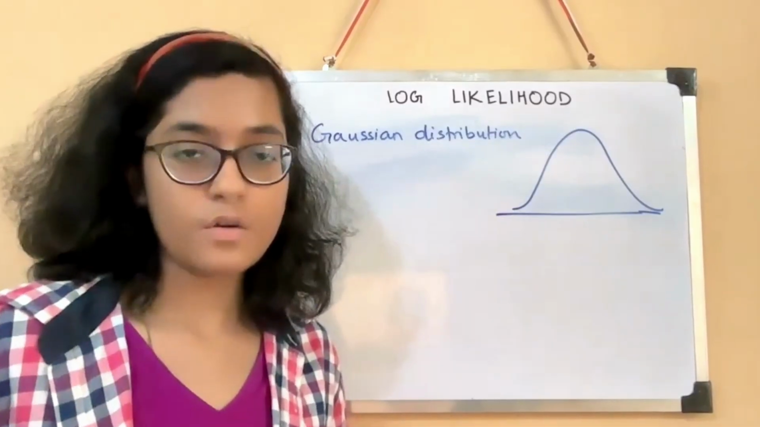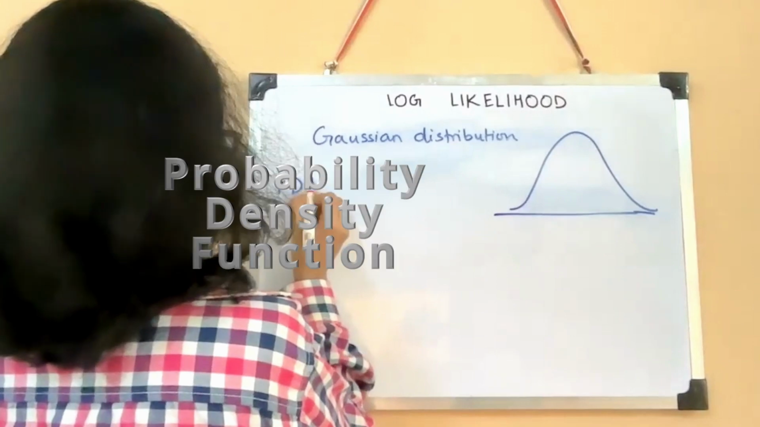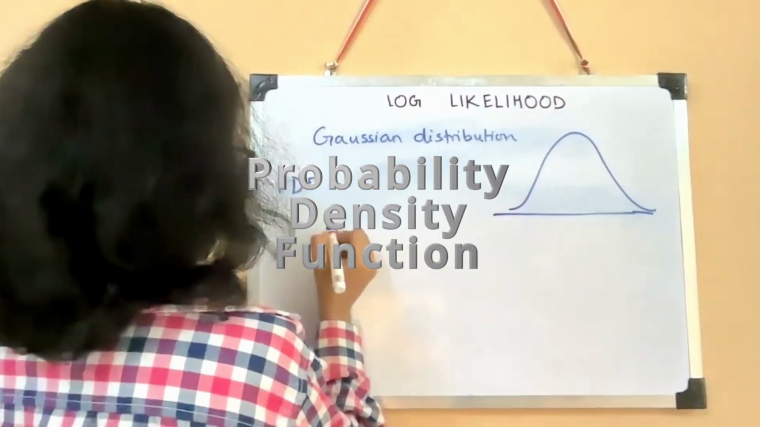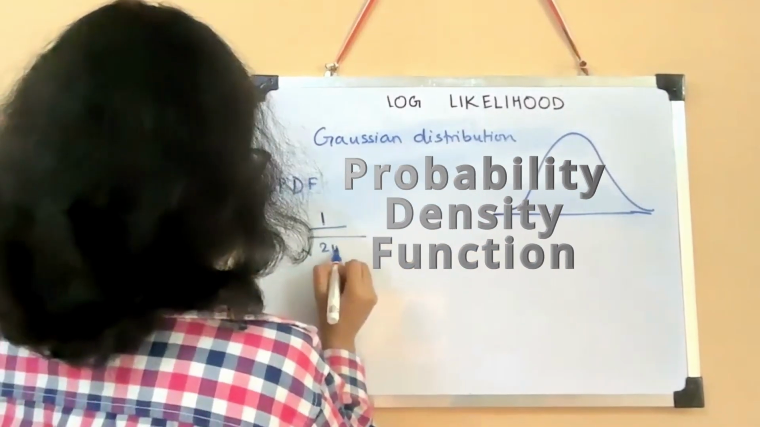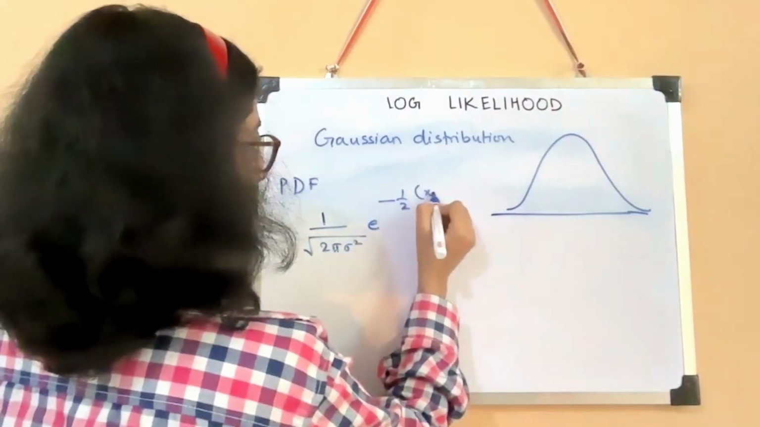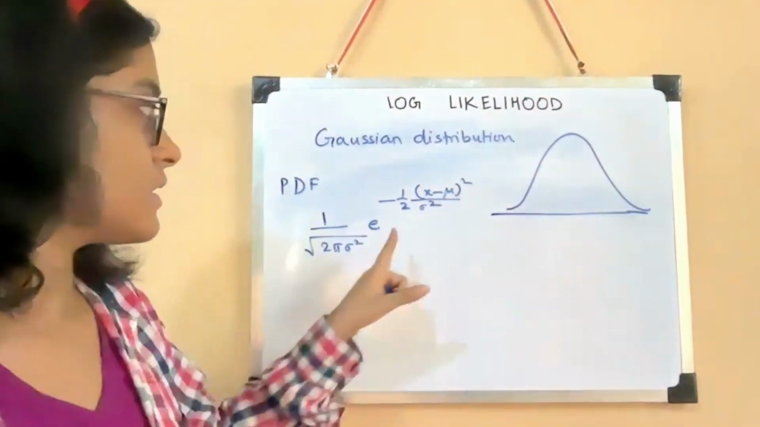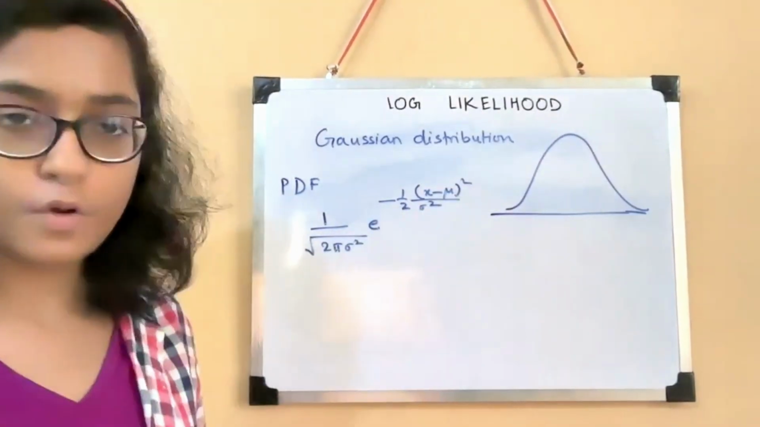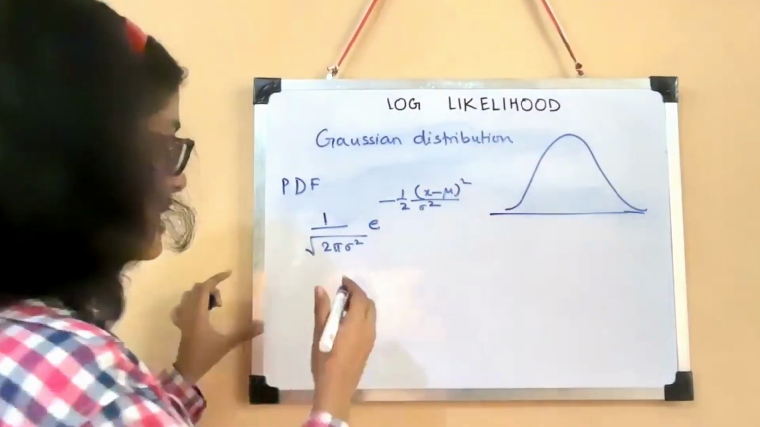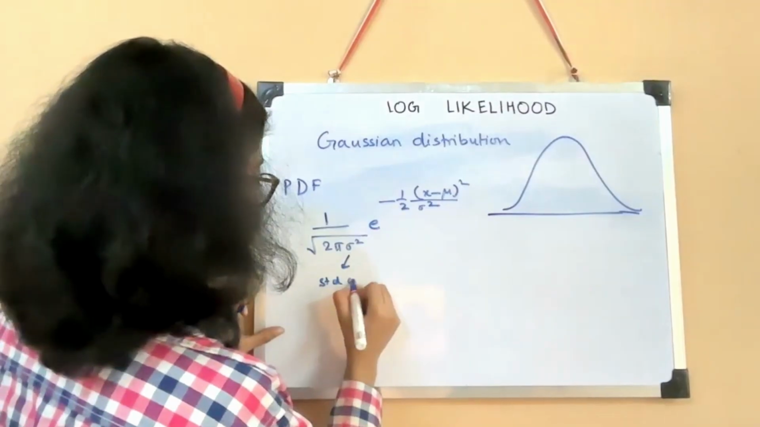So how does the Gaussian distribution look? The formula for the PDF is 1 upon root over 2 pi sigma square, e to the power minus half, x minus mu square upon sigma square. I'll go into it in detail. This sigma is the standard deviation.